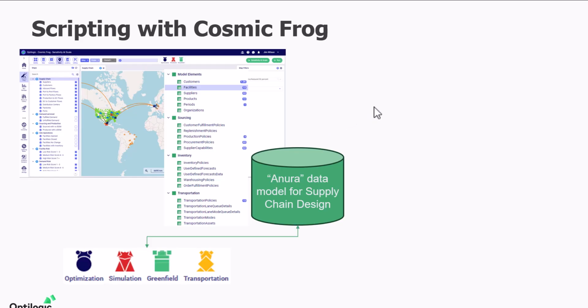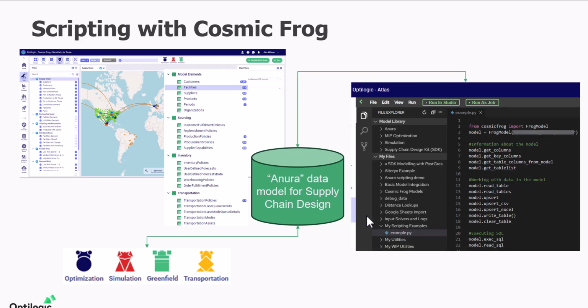This is a standard unified data model across all of our technologies, whether we're optimizing the supply chain, running discrete event simulation, running our Greenfield engine to look at much more strategic structural decisions, or running transportation optimization, looking at vehicle route optimization. What we're going to focus on in this video is how we can use Atlas, and specifically the CosmicFrog Python library that gives us lots of standard capabilities for scripting against the Anura model, to be able to do really anything that you can do in Python.